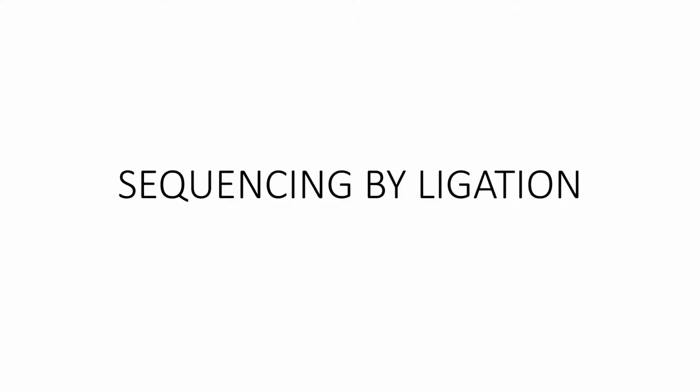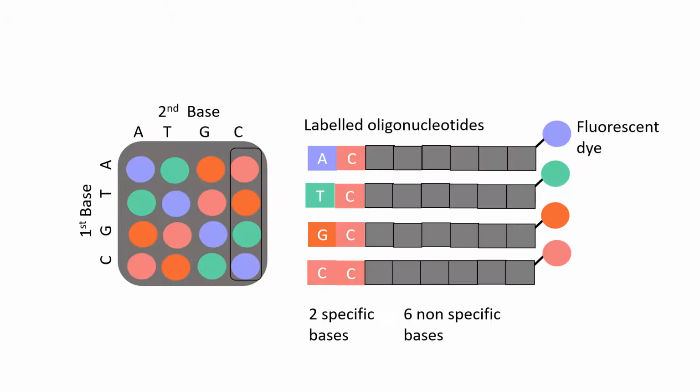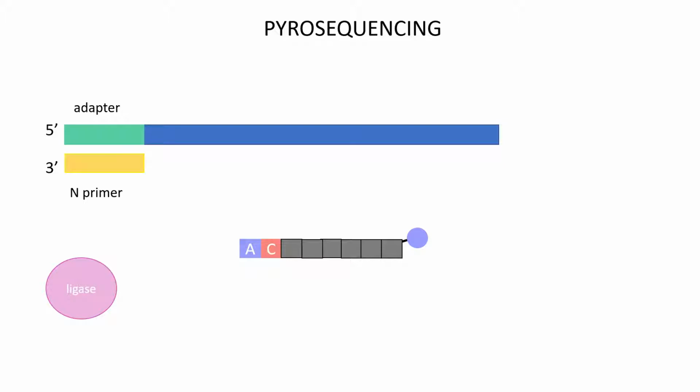Method 4. Sequencing by ligation. This method relies on the incorporation of oligonucleotide probes by DNA ligase. The probe has 2 specific bases, 6 degenerate bases, and 1 of the 4 fluorescent dyes at the 5' end. In the first round, a primer of length N is used.